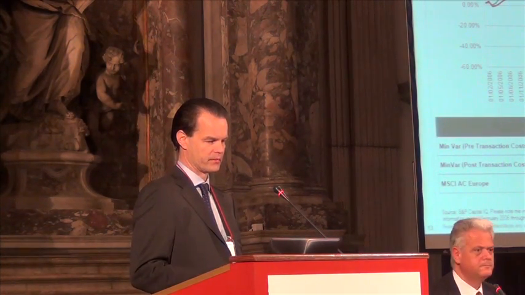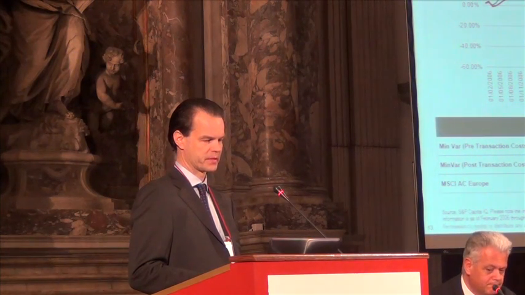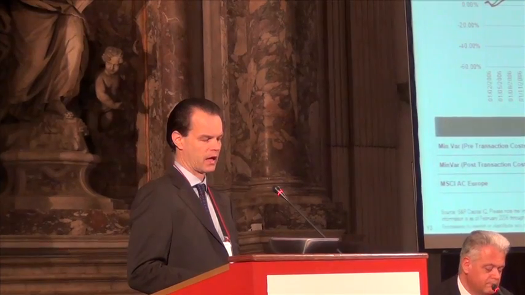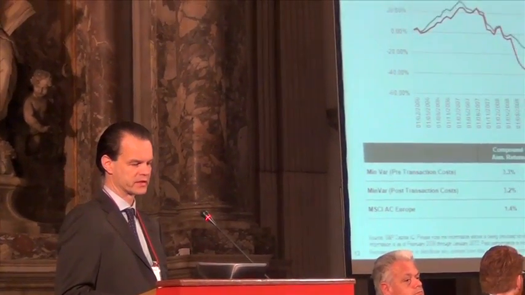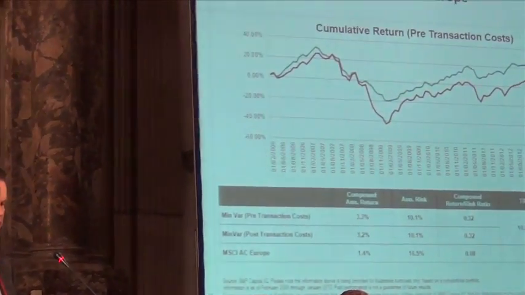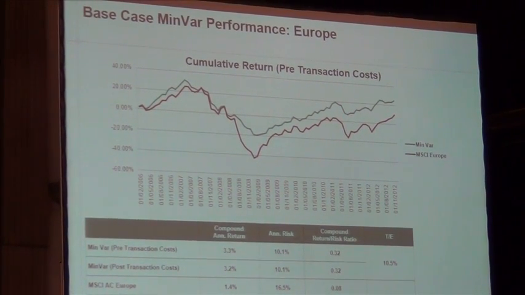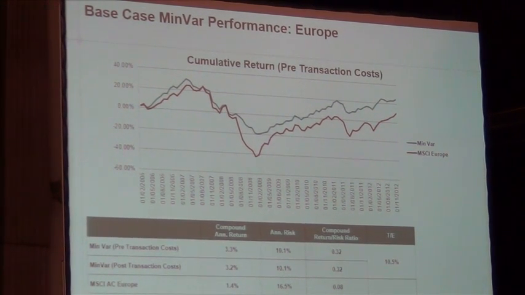And so here's the performance in Europe. Minimum variance handily outperforms the index and at significantly lower risk, so 10% risk versus 16 for the index. But with a fairly high tracking error of 10%, because we don't have any constraints: we don't have country constraints, we don't have sector constraints, we don't have stock constraints. And this is really the main issue that low volatility managers face, which is how to manage the tracking error.